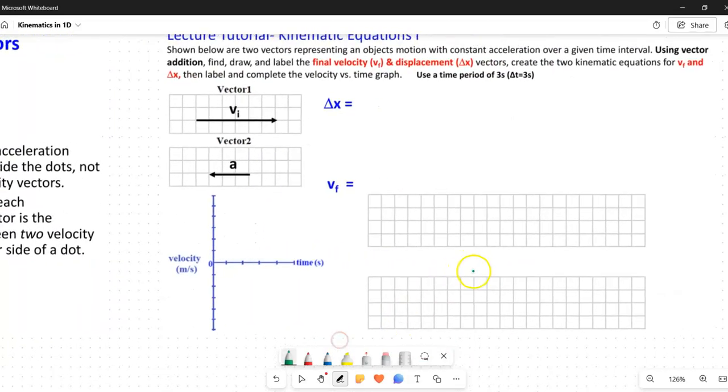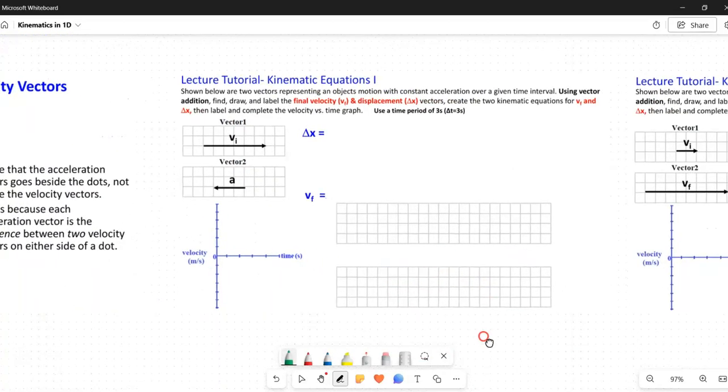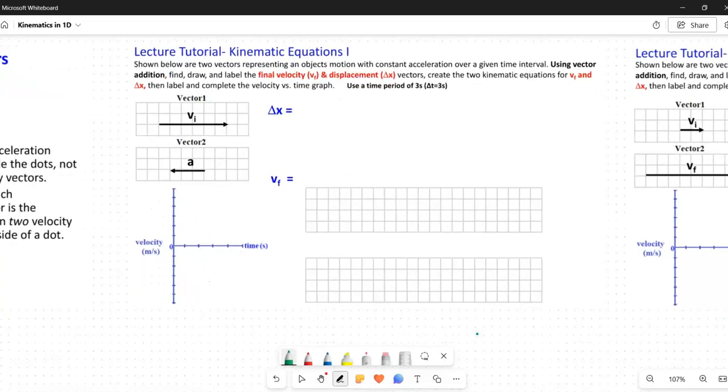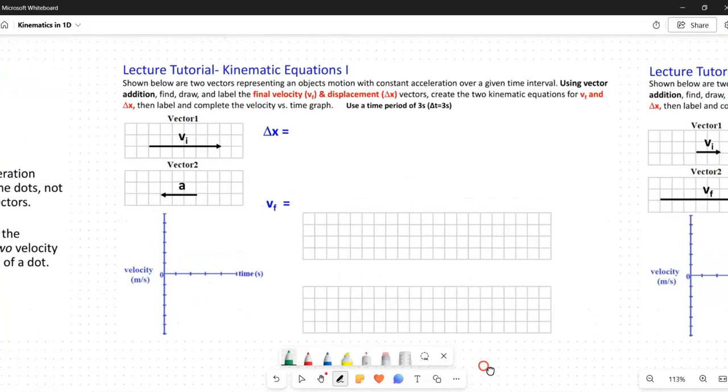Okay, and now these exercises, which we're going to do 3 of them together. Okay, but there's things that you're going to be asked for. Okay, you're going to be asked for the final velocity and displacement delta x. Okay, and we're going to create 2 kinematic equations, delta x and v final, using those. Okay, so here's what we're going to do.